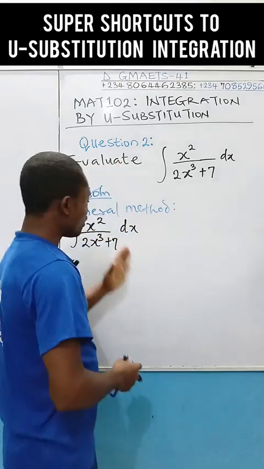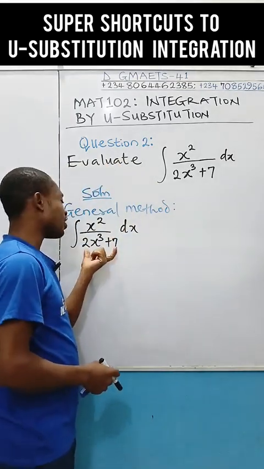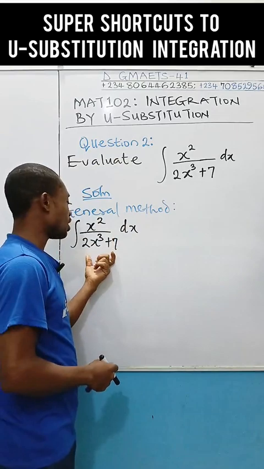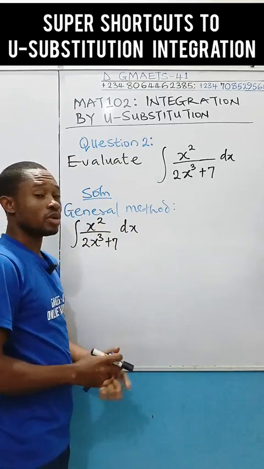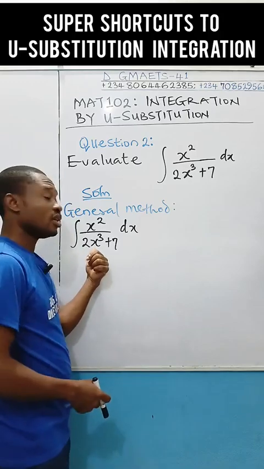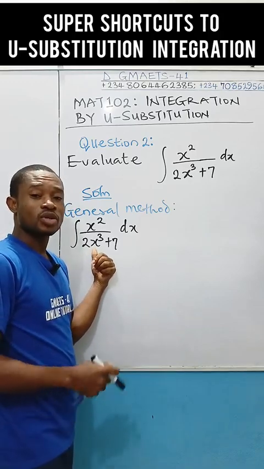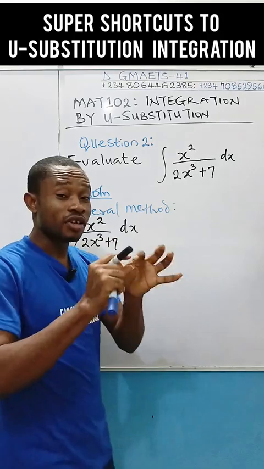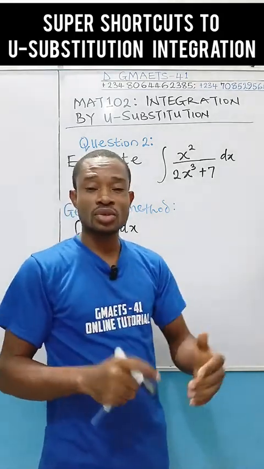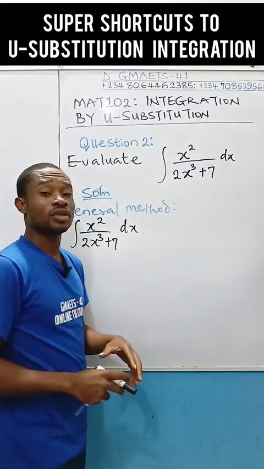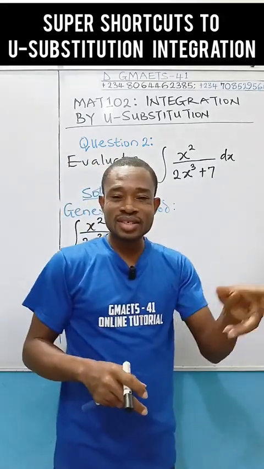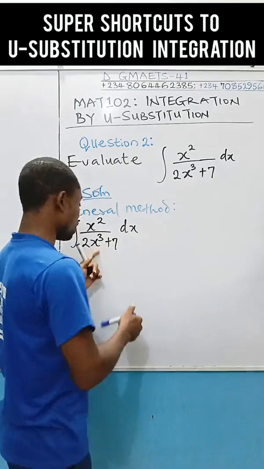Now, I look at this clearly and then I observe that if I differentiate this denominator, it will give me something close to the numerator. If I differentiate, this is going to be 6x raised to the power 2. And good enough, the variable there, x raised to the power 2, is what you have in the numerator. The difference is just the 6 you obtained when you differentiated this.